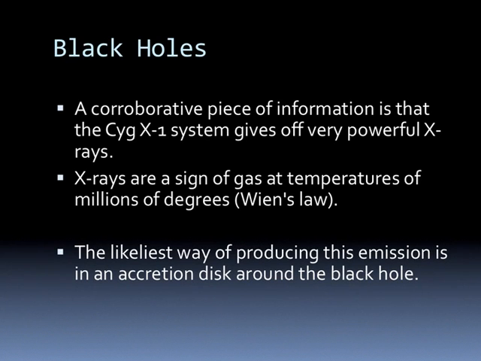The corroborative piece of information is that Cygnus X1 system gives off very powerful X-rays. X-rays are a sign of gas at temperatures of millions of degrees from Wien's law. The likeliest way of producing this emission is an accretion disk around a black hole.